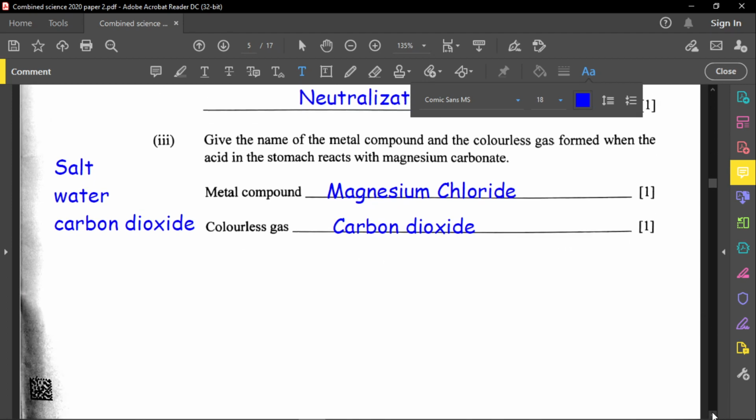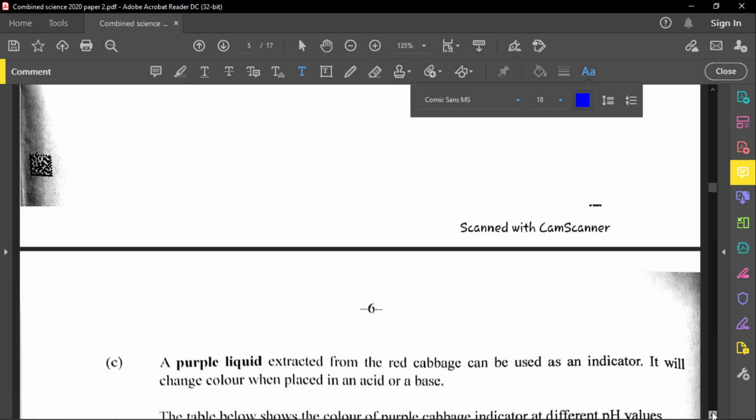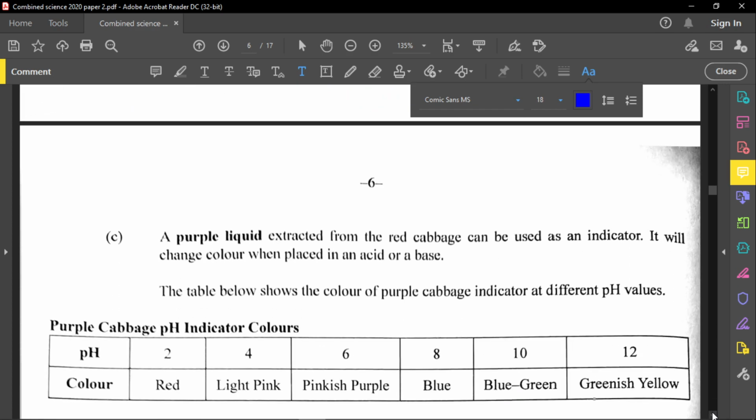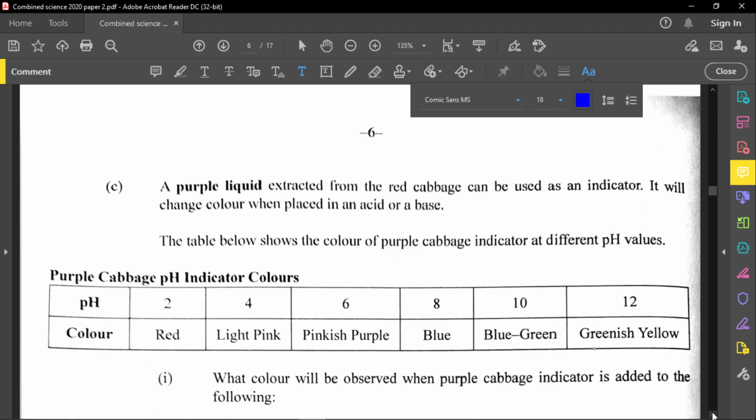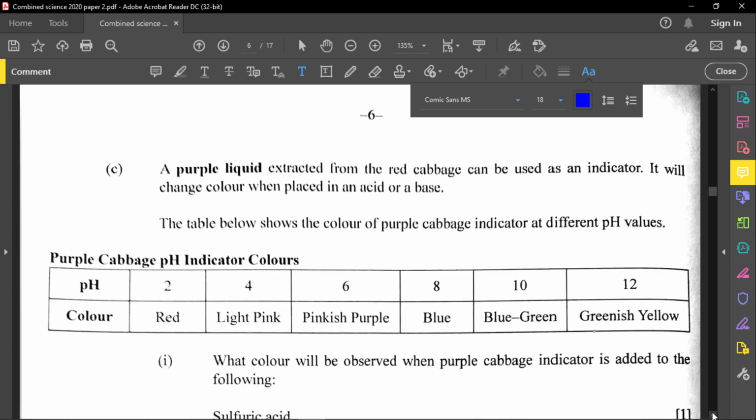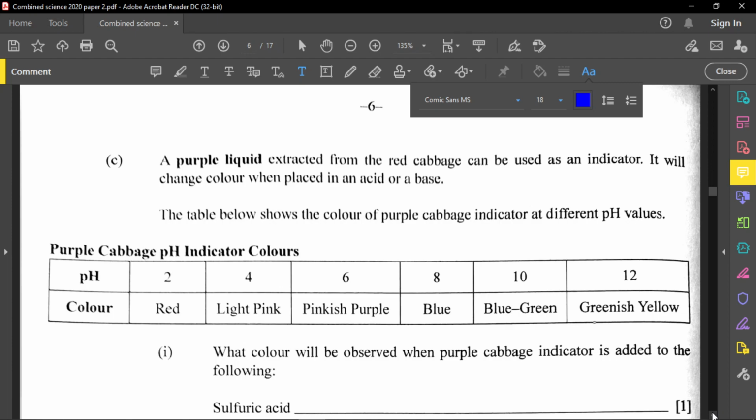Now let's go to part C. Part C says that a purple liquid extracted from the red cabbage can be used as an indicator. It will change color when placed in an acid or base. The table below shows the color of purple cabbage indicator at different pH values. We're starting from red, light pink, pinkish purple, blue, blue green, and greenish yellow. And notice the pH number is increasing, starting from 2 going all the way up to 12.